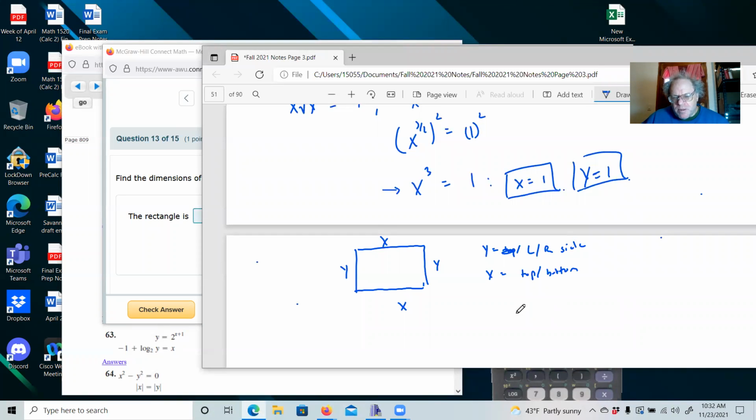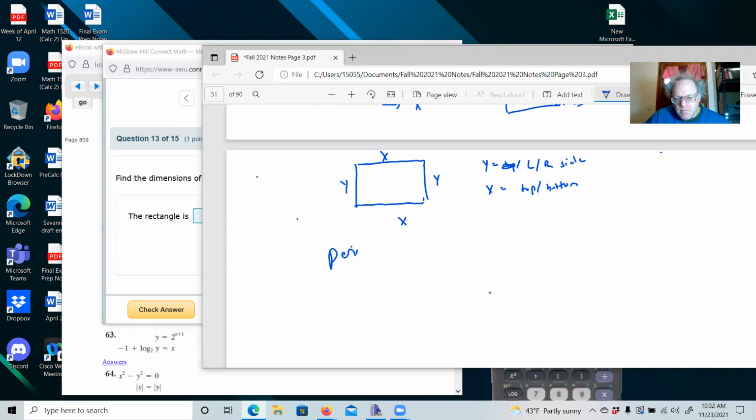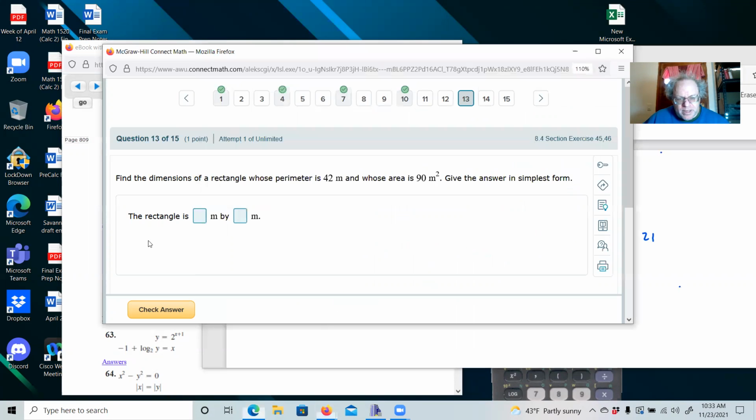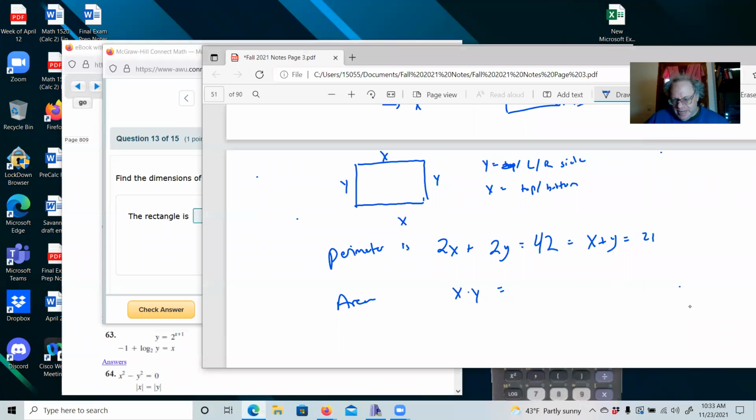All right, so my perimeter here is 2 x's plus 2 y's, equal to 42. I'm going to immediately divide everybody by 2 to get x plus y equals 21. And then the area is x times y, which is 90. Look here, we have two equations, two unknowns, we're set.